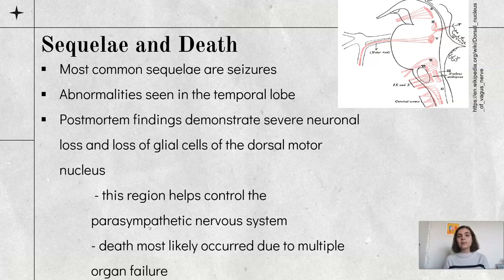Post-mortem findings demonstrate severe neuronal loss and loss of glial cells in the dorsal motor nucleus specifically, which indicates a potential cause of death. And I have a picture of the dorsal motor nucleus up in that corner. This region helps control the parasympathetic nervous system, which means that death most likely occurs due to multiple organ failure, which gives us some more insight as to possible treatments and how the disease actually progresses.